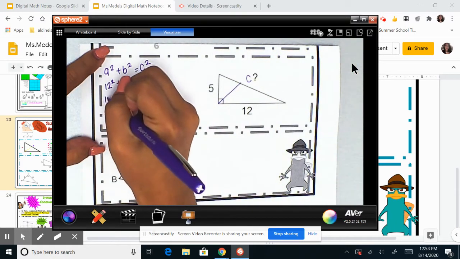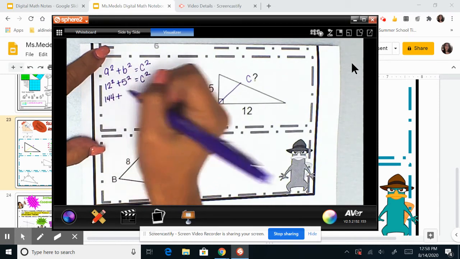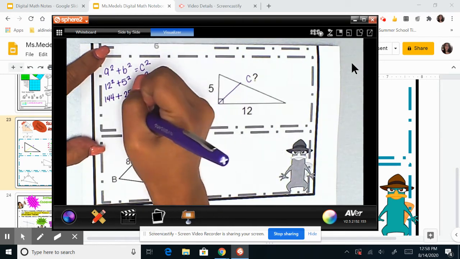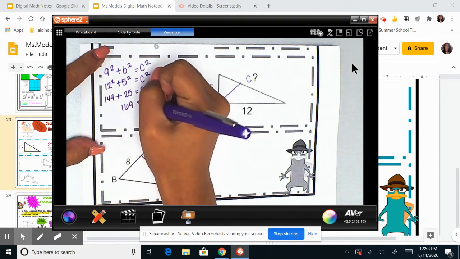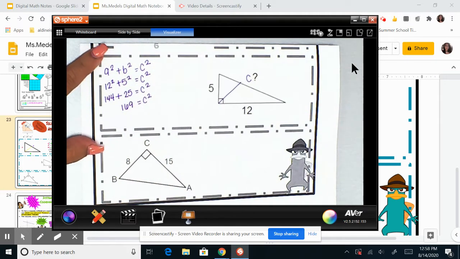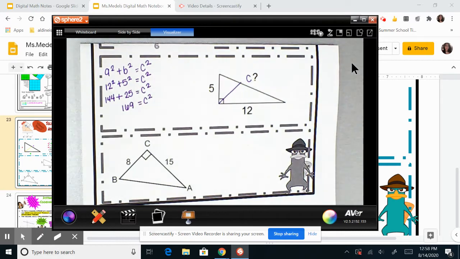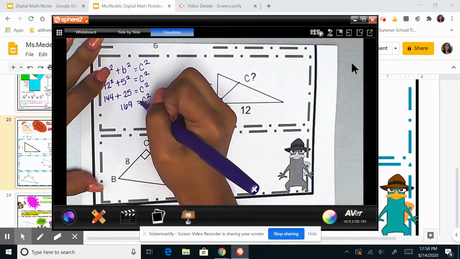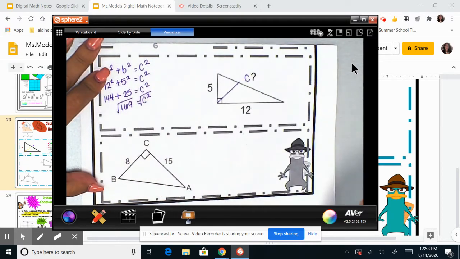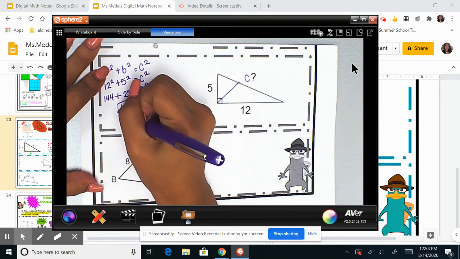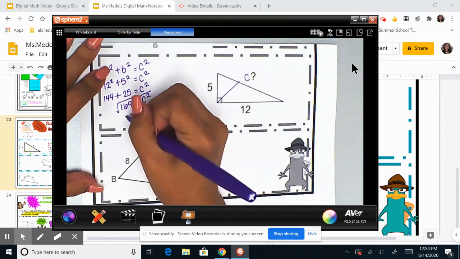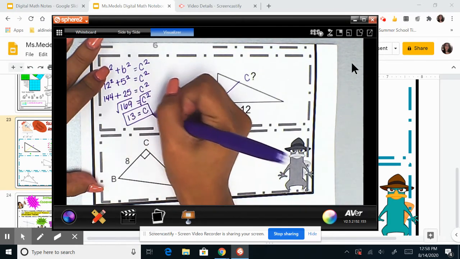Now, I know 12 squared is 144 plus 5 squared is 25 is equal to C squared. So that gives me a total of 169 is C squared. But I don't want to know what C squared is. I want to know what C is. So I need to do the opposite of squaring, which I've said is square rooting. So I'm going to take the square root on both sides. The square root of 169 is 13. The square root of C squared is simply C. So this here is my answer.